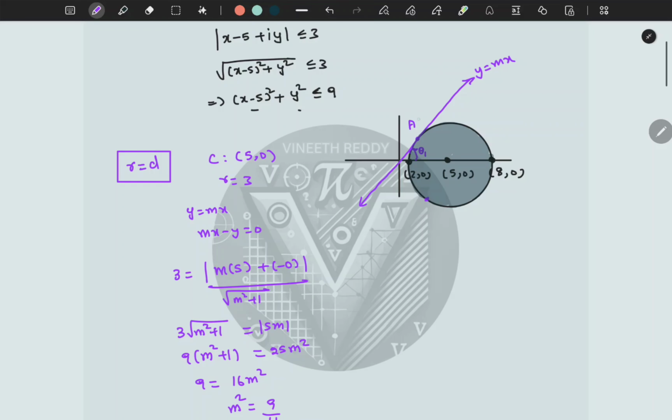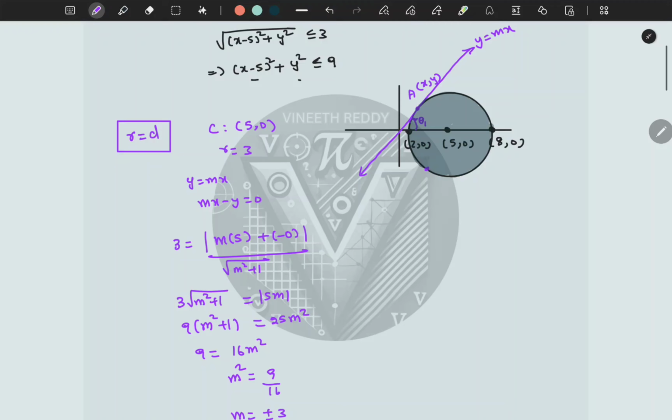Now I need this point of intersection, right? Ultimately, I'm interested in this point A, x comma y. So we can do one thing. We can use parametric coordinates, or we can even find the foot of the perpendicular from 5, 0 onto this line. Anything works. So shall we find the foot of the perpendicular? I think that will be easy, right?